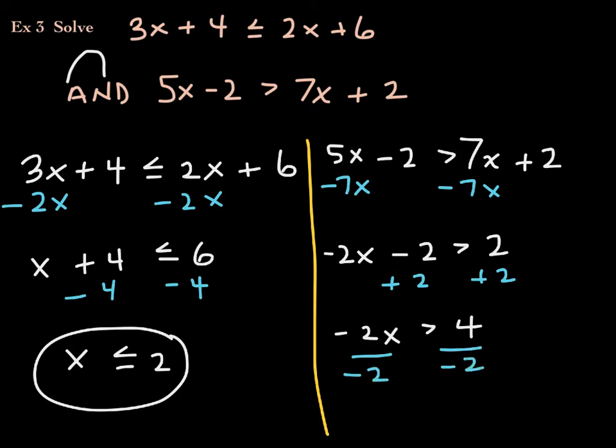Remember, whenever you divide an inequality by a negative value, you have to flip the inequality. That's easy to forget, so be careful. All right, everybody, we did it. We solved each inequality separately. Now we have to interpret the results.